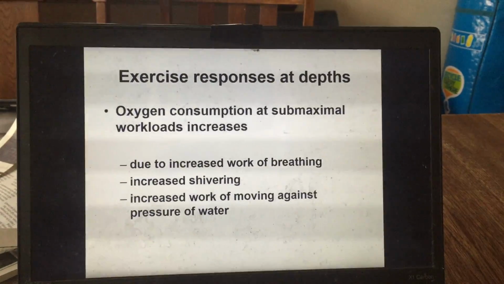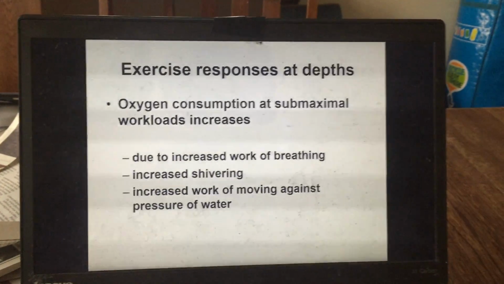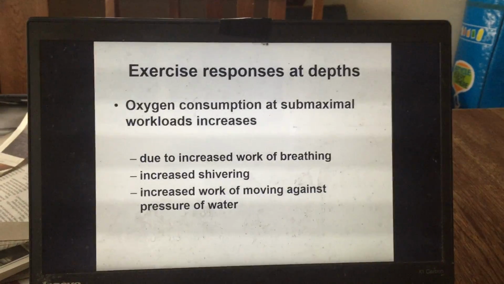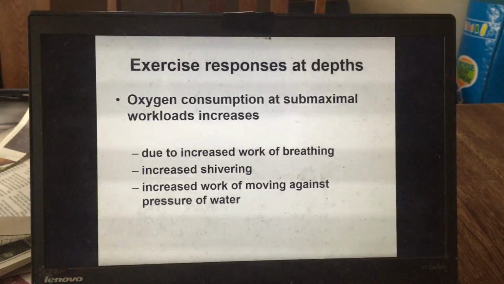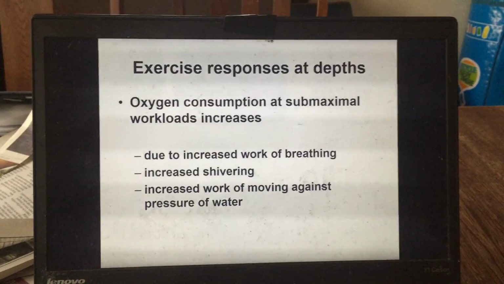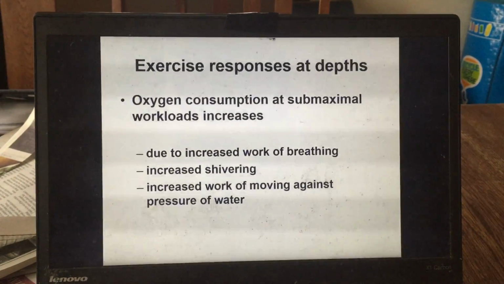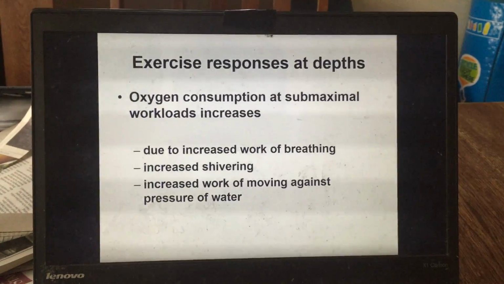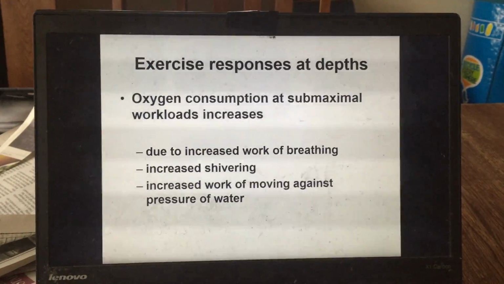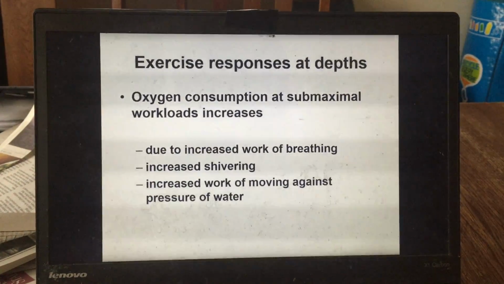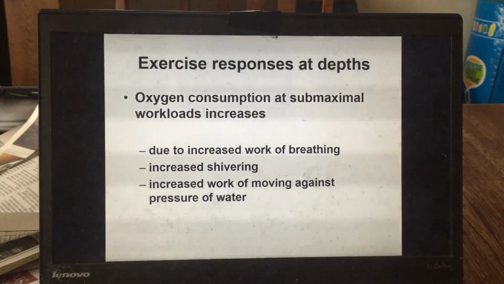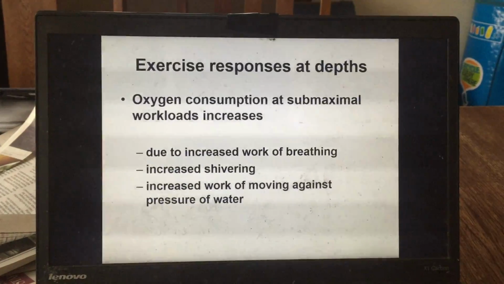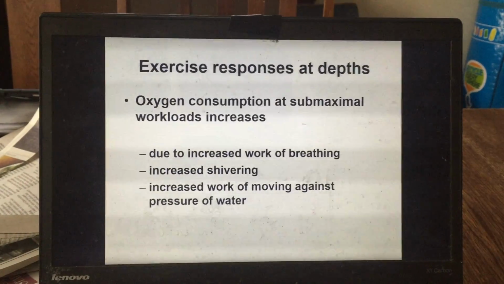Now, other exercise responses you get when you're diving is that you get an increase in oxygen consumption or energy expenditure at a given submaximal workload when you're diving. This is due to a number of factors, including the increased work of breathing, an increased shivering if you're diving in cold water, and also increased work of moving against the pressure of the water. So water obviously offers more resistance than, say, air, especially when you're under a lot of pressure if you're at very deep depths.